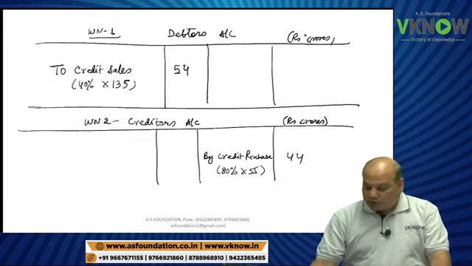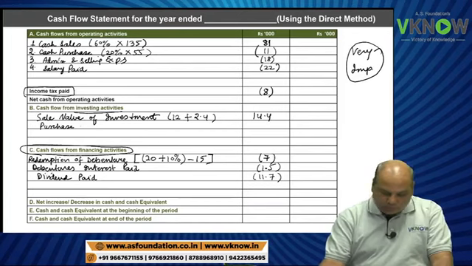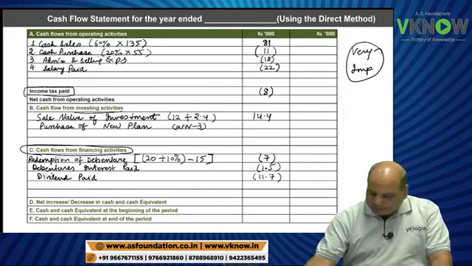So we'll come to investing activity and write down there: purchase of new plant, working note 3, in bracket 11 crore.